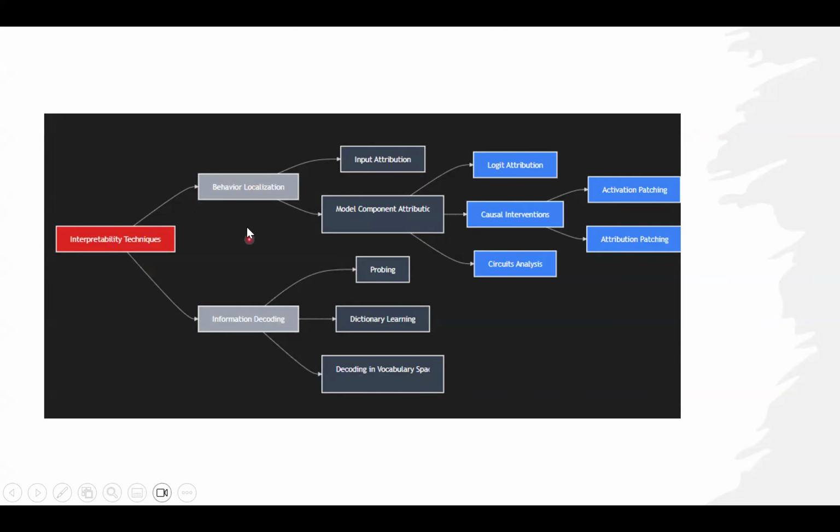So we have 2 categories: behavior localization and information decoding. Now, behavior localization is for feature identification and component identification. So, for example, what tokens in the input have the most influence over the output. Like if I change this token, the output will certainly change, right? Or if I alter this token, the output will go bad, right? Something like that. And then the components of the model, like which head is contributing to the generation of this particular answer, or of a particular task, right?